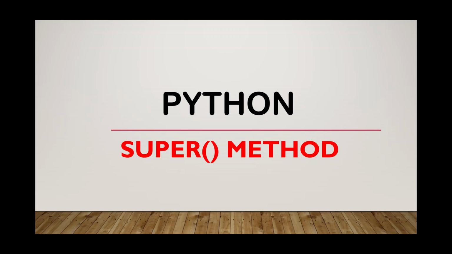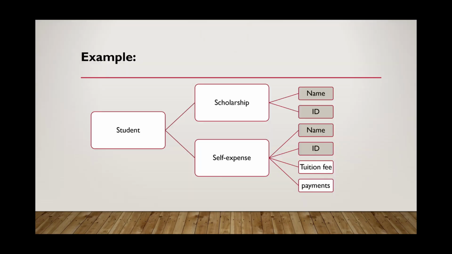In this tutorial I'm going to talk to you about the super method in Python, but before we jump into the code I'm going to talk to you a little bit about the example that we are going to use in this tutorial. Let's assume we are designing a system for a school that has two types of students, scholarship students and self-expense students. Both types of students share some similar or basic information like names and IDs, but self-expense students have more attributes like tuition fees and payments.